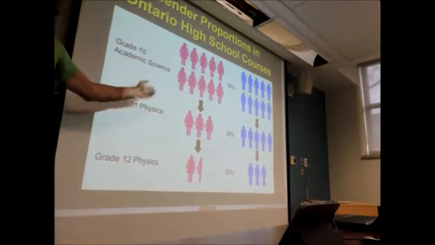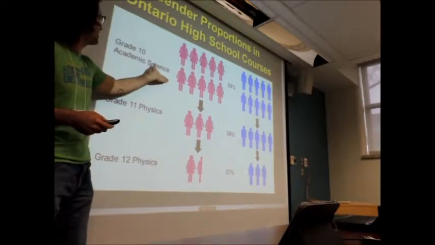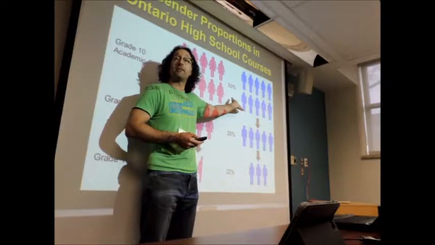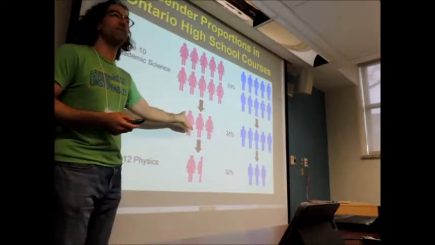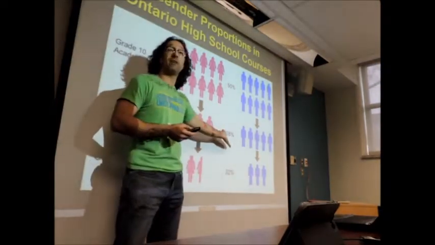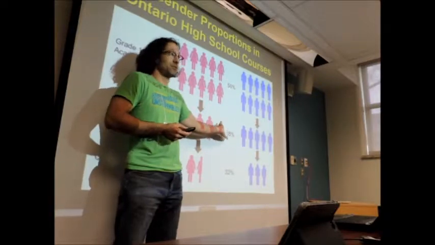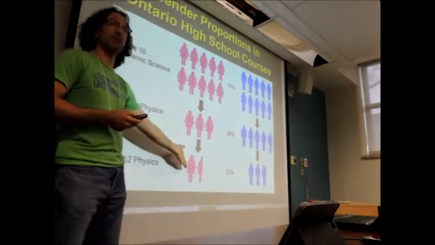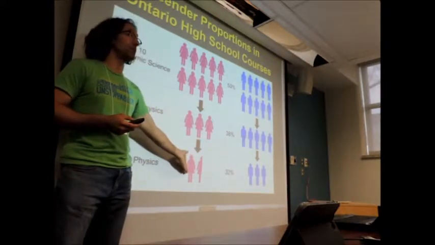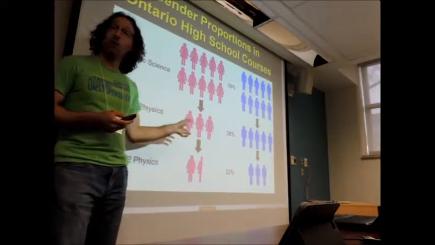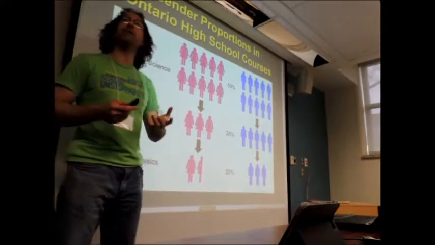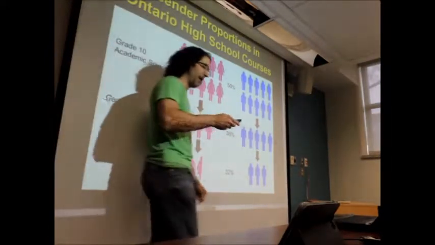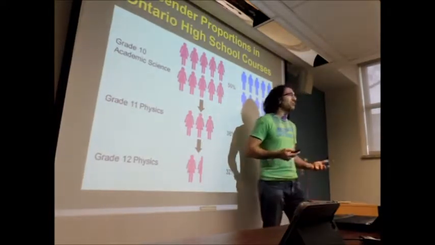These are the Ontario figures. Start grade 10 science, the gender ratio is 50-50 as you'd expect. By the time you get to grade 11 physics, the numbers are down to about 38%. This was true in my school a number of years back. And you get to grade 12, it's down to 32. So there's a lot of work that we as a community need to do to address this problem. And it's not just a feel-good issue.